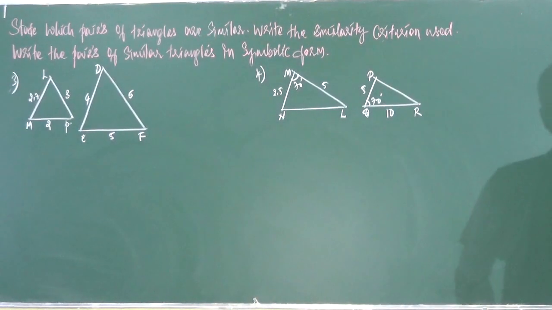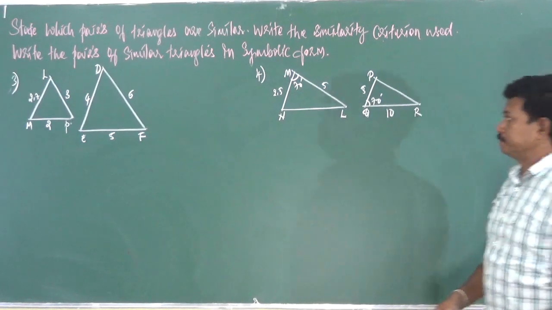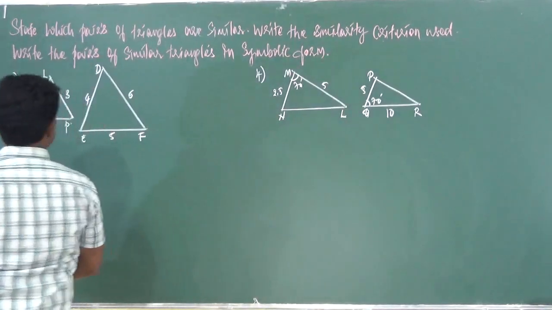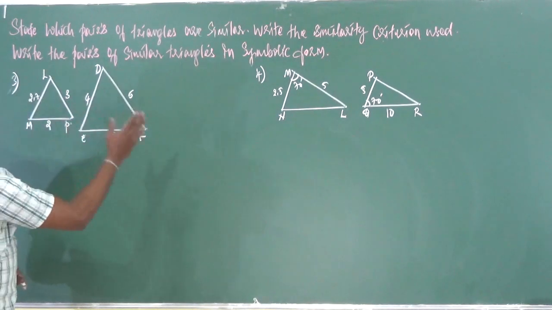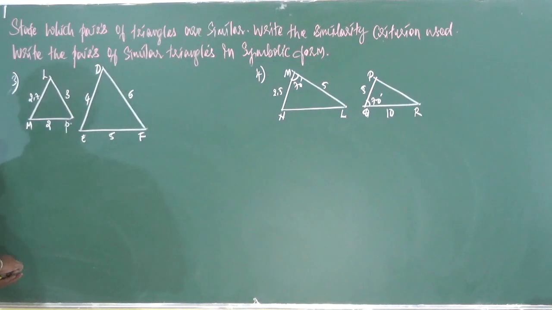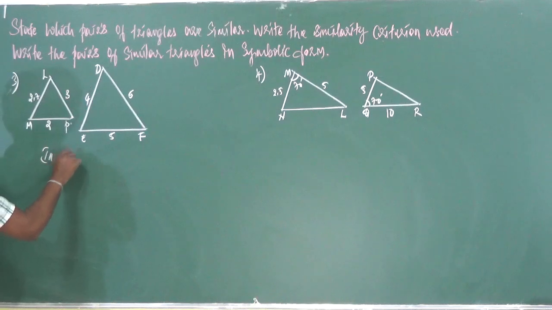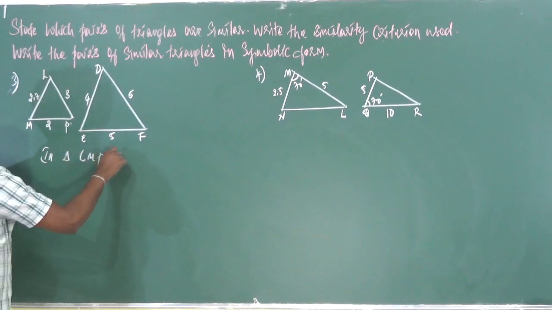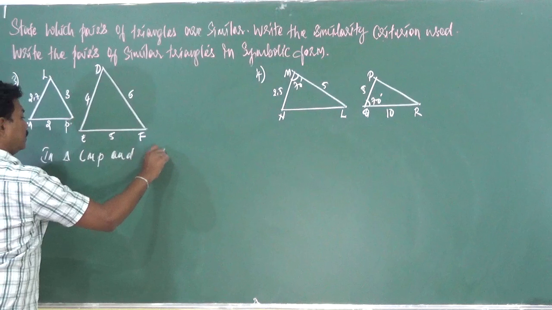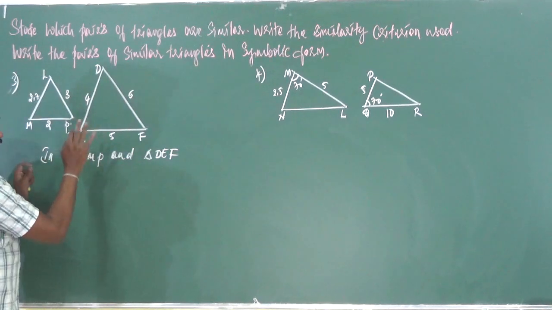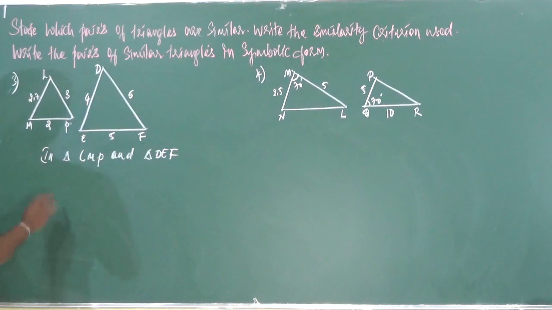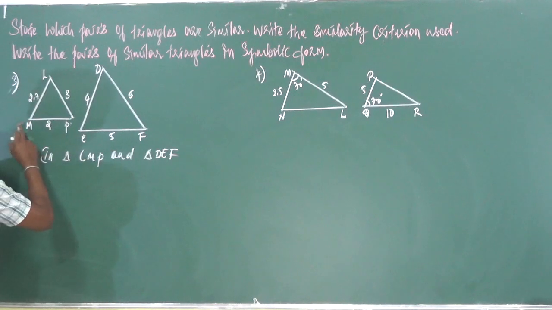Okay, so we'll get into the problem now. It's very simple. State which pairs of triangles are similar, write the similarity criterion used and write the pairs of similar triangles in symbolic form, right? So now, we'll take triangle LMP and triangle DEF. I have not written it symbolically, I have just named the triangles, that's all. Okay, so let us go with this.